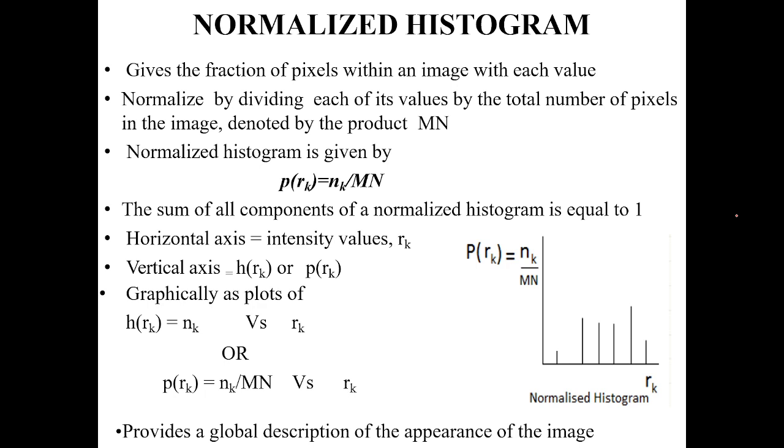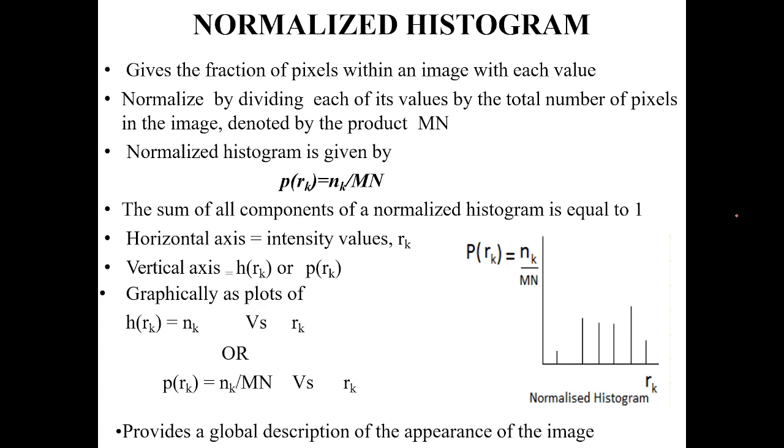Image normalization can also be done using the histogram method. It gives the fraction of pixels within the image for each value. Normalization is dividing each value by the total number of pixels in the image, which is denoted as M by N. If you are reading an image, you get an M by N matrix, isn't it? If there is an image of 10 rows and 10 columns, how many pixels will be there? 10 by 10, that is 100 pixels totally.